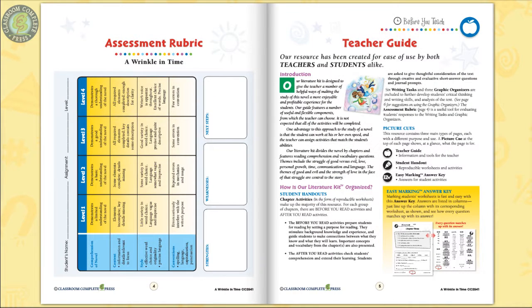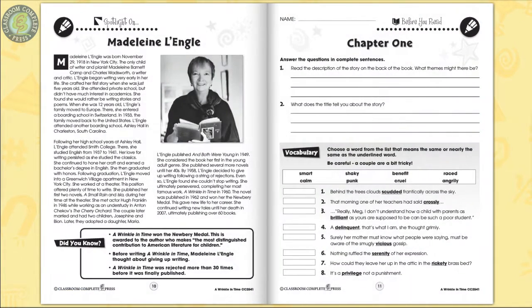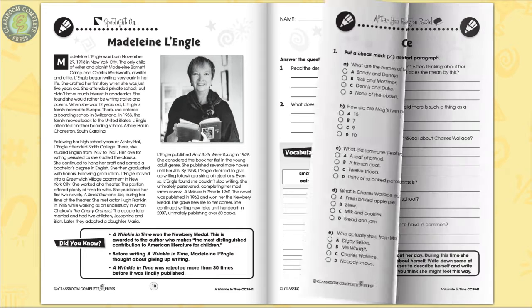55 pages chock full of before-you-read worksheets for each chapter section, along with vocabulary prompts to prepare your students for the reading, with rubrics, teacher guide, and author biography.